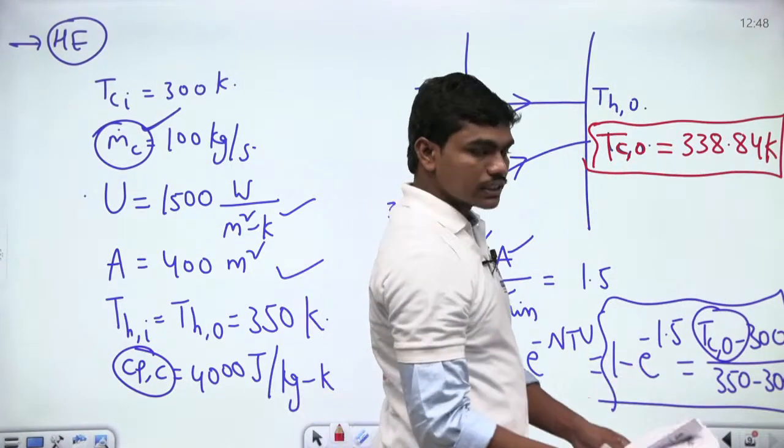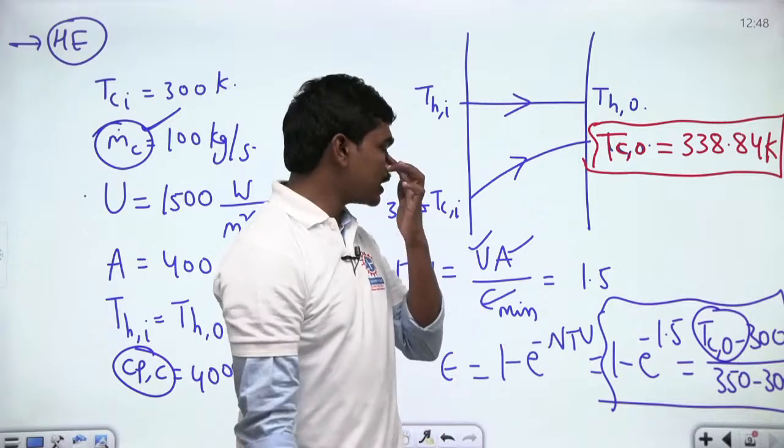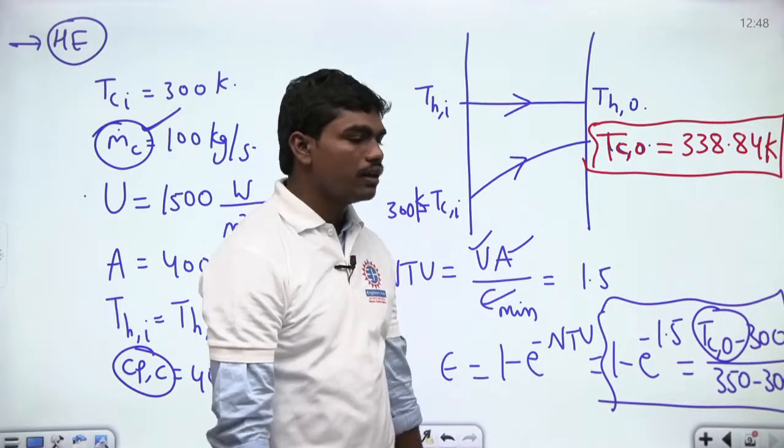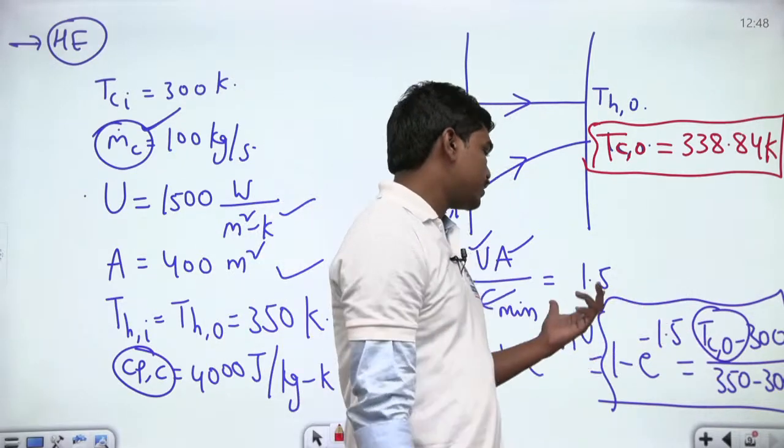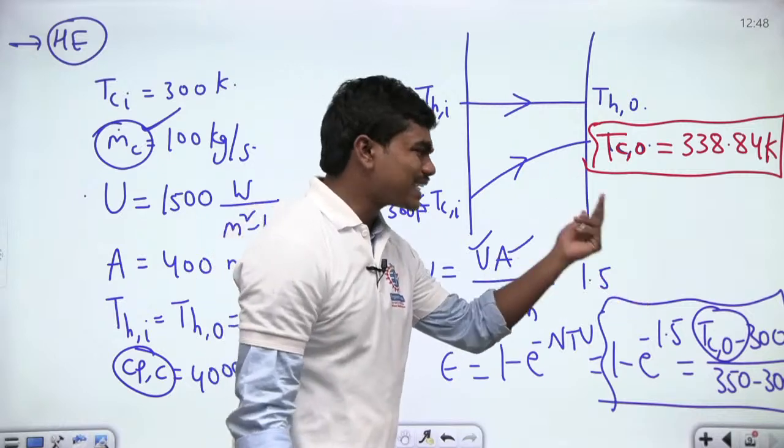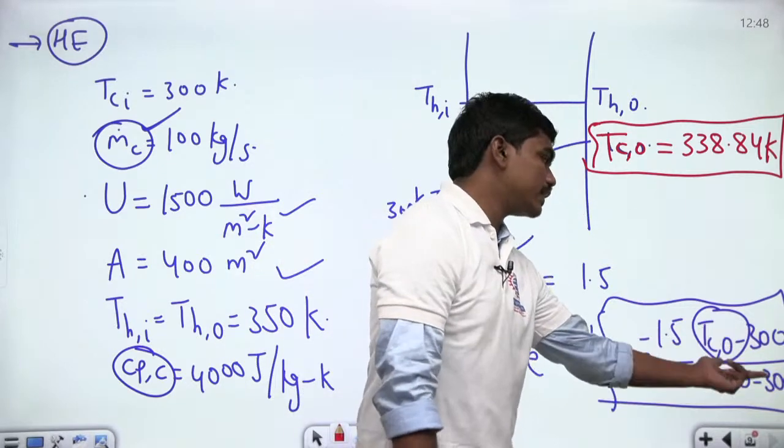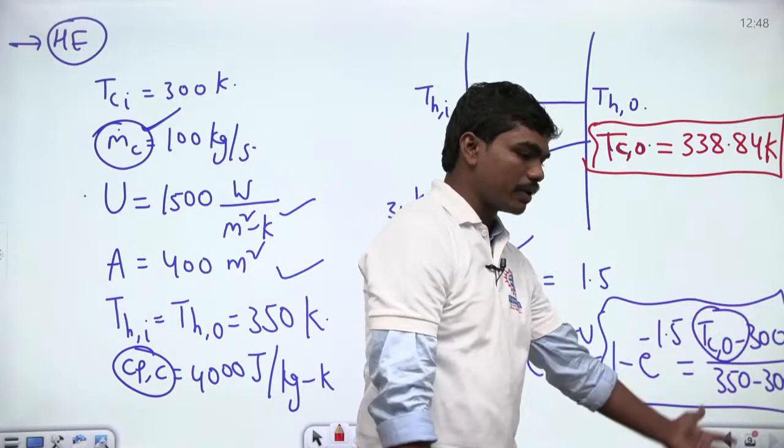So 338.84 is the outlet fluid temperature in this case, but of course all these are simple calculations. And you know the meaning of effectiveness: the actual heat transfer that's happening, divided by the maximum heat transfer possible in the denominator.